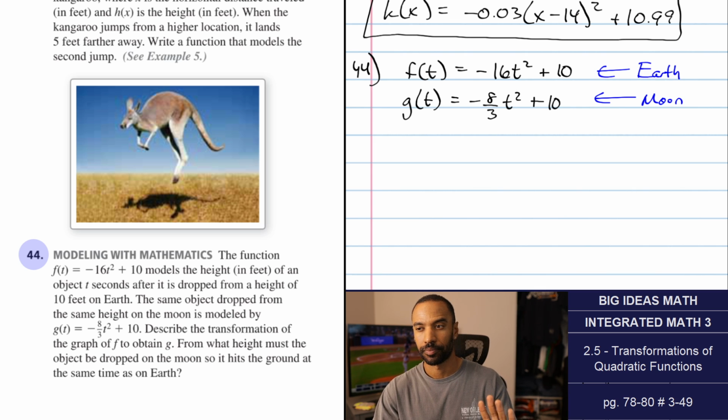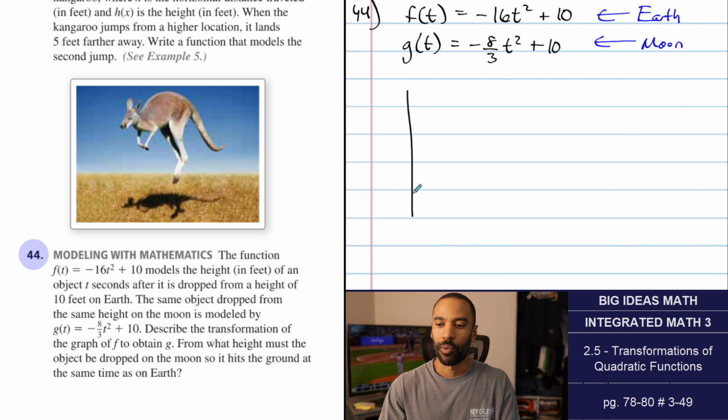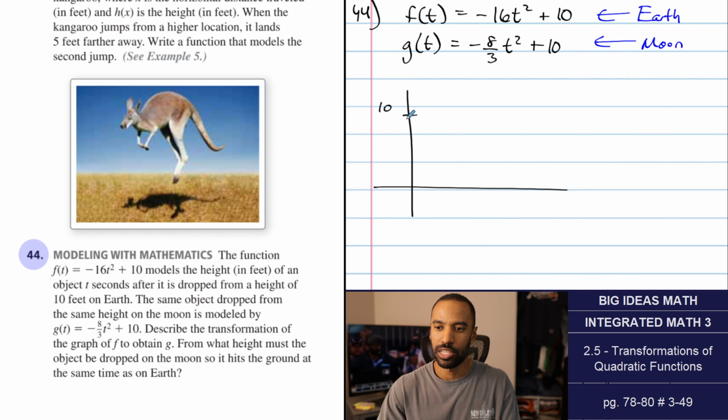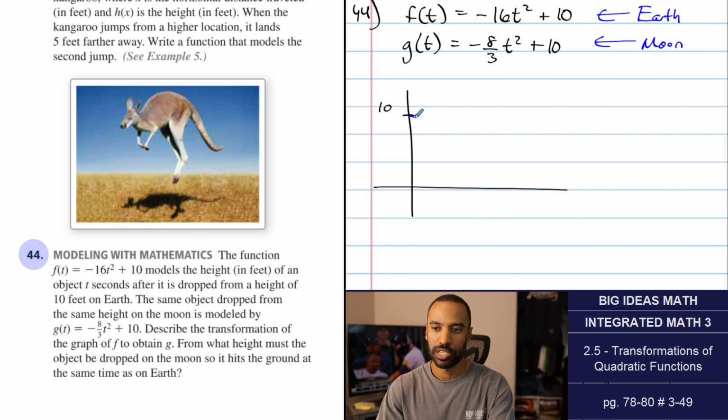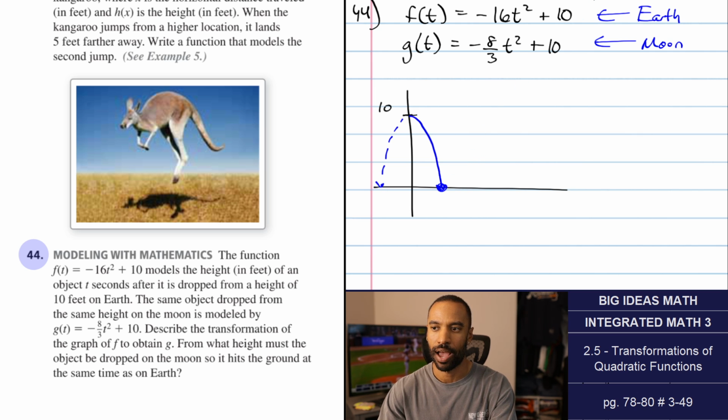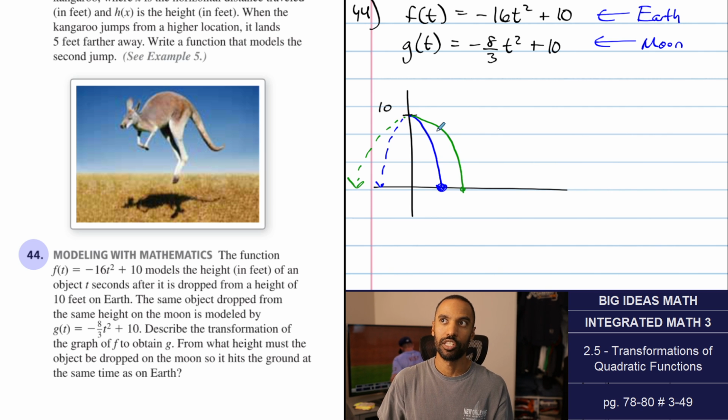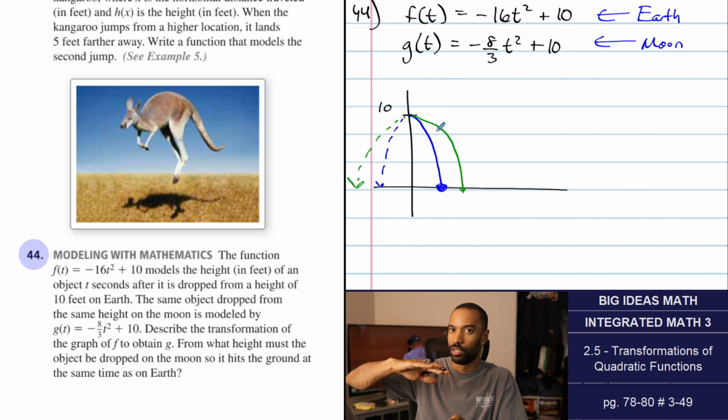Now, first of all, the graphs. The graphs would basically look like this. The plus 10 for both of them would both start right here. Negative 16t squared, the parabolas would kind of go like that, right? It's actually the vertex. But negative 16t squared might go pretty sharp down like that. This side doesn't really matter to us because this is time advancing forward. At some point it hits the ground. On the moon, as time advances forward here, it's going to hit the ground a little bit later like that because it's a more compressed, more vertically compressed stretch.